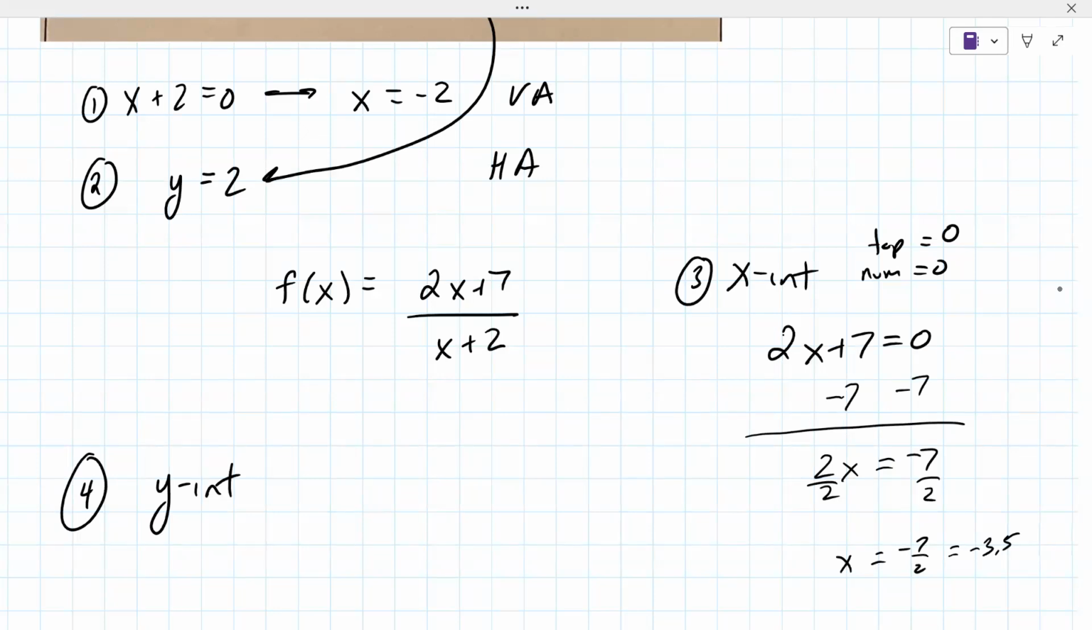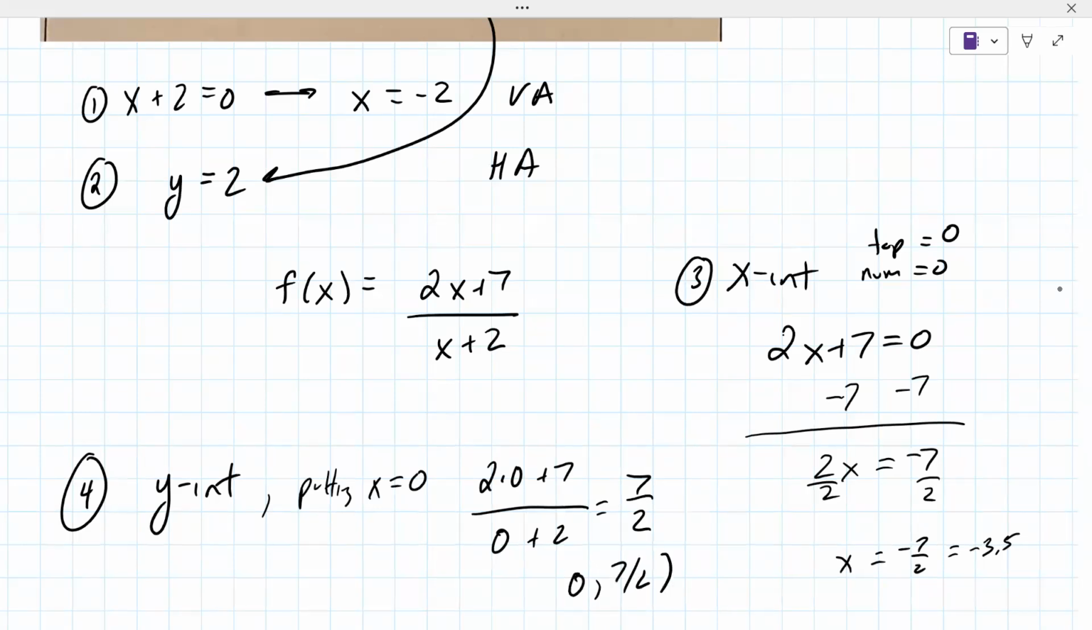That's okay. The y-intercept is putting a 0 in for x. So it's 2 times 0 plus 7 on top, 0 plus 2 on the bottom. You get another chance to prove that you understand how to divide by 2. It's 2 times 0 plus 7 over 0 plus 2, and then we're going to get 3.5 for this one. So it's 0 comma 7 halves.